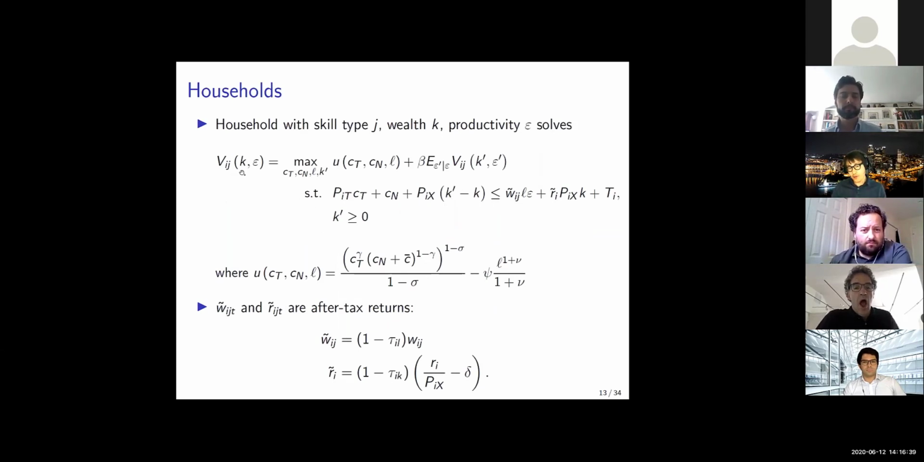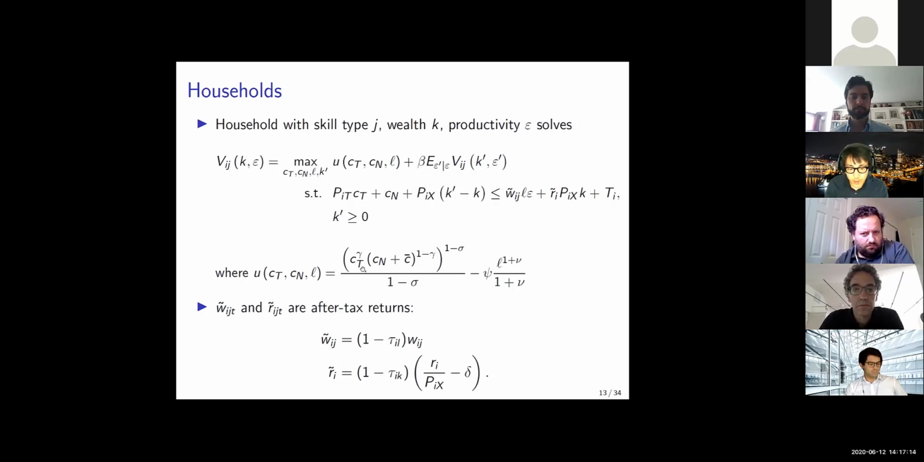Households differ across skill, so they have a skill type of J. They live in country I. They come in with a certain level of wealth, and a certain productivity shock. Okay, so these are the dimensions along which the households differ in the model. These households are then going to choose how much consumption of the tradable good, how much consumption of the non-tradable good, how much to work, and how much to save for next period, and they're going to solve this recursive programming problem.